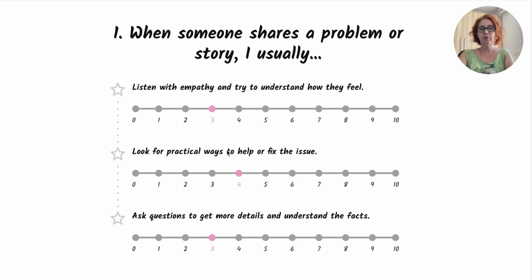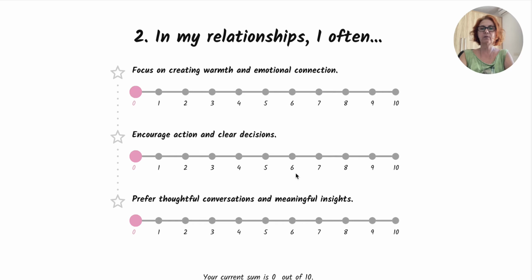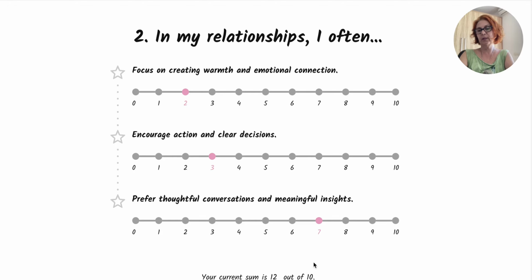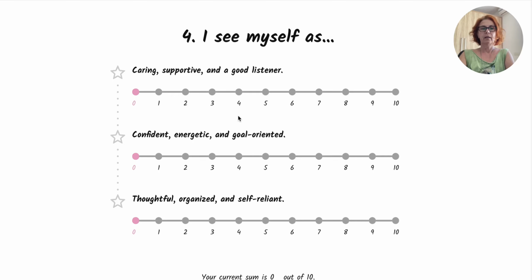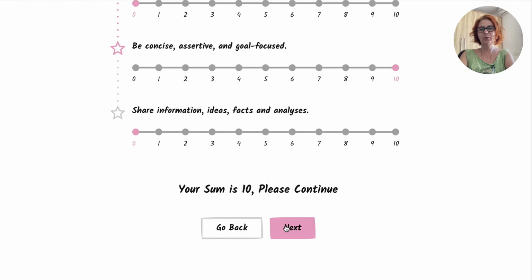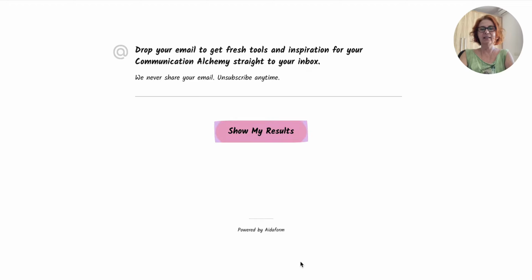I will just randomly click here, and you see your sum is 10, so please continue. Let's do something that doesn't work. So your current sum is 12 out of 10, and the next button doesn't work. So I have to do it again, and now it will work. And the fourth question, again. And let's try one with the 0, then 0. So this works nicely as well. 0, 5, 5. And I think this should be it.